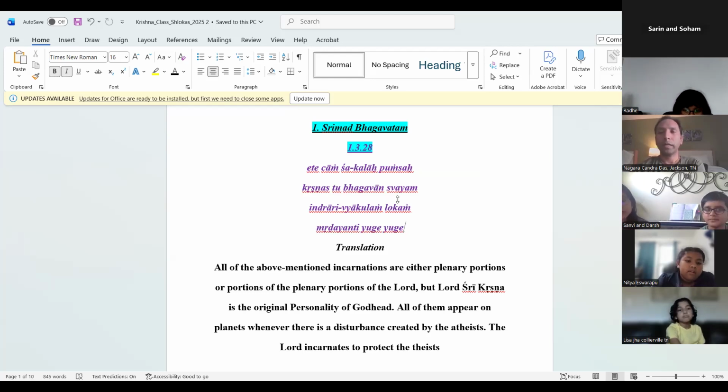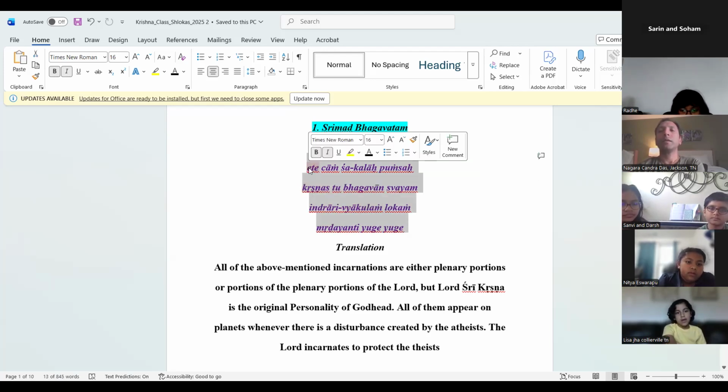Okay. So then we combine the whole thing and say: Ete chamsha kalapumsa Krishnastu Bhagavan Swayam. Indrari vyakulam lokam mridayanti yuge yuge.